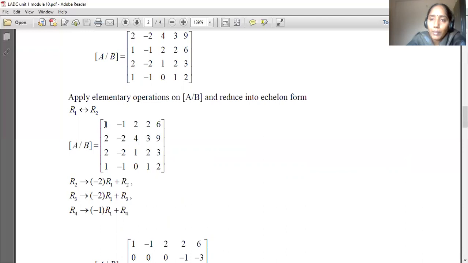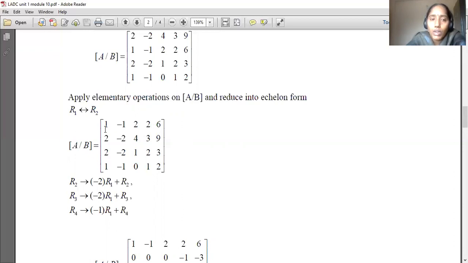is 0. I am concentrating only on this element. This element becomes 0 when 2 minus 2 is 0. That is possible when R3 minus 2 times R1. Now I am concentrating on this value. I want to convert this element to 0 by using R1.